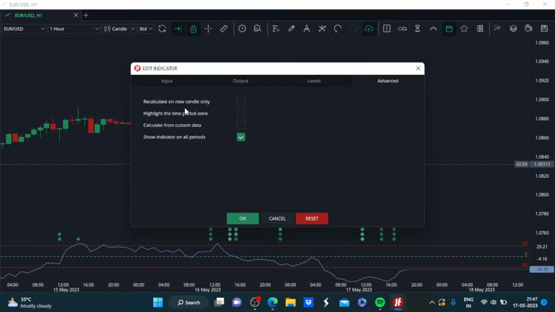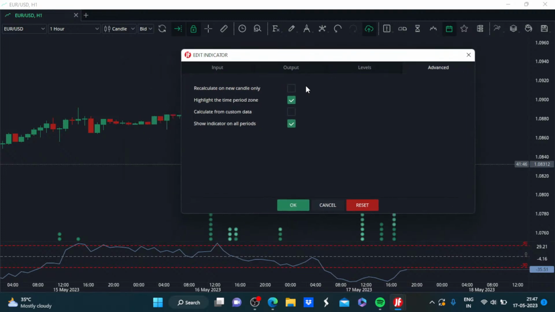The advanced calculation option, we calculate on new candle only. So if you opt in for this, the output value will get locked in at the first instance when new candle takes shape on the chart. Highlight the time period zone, whatever is your calculation period, it will be highlighted. So it becomes much easier for you to notice what is your calculation period.